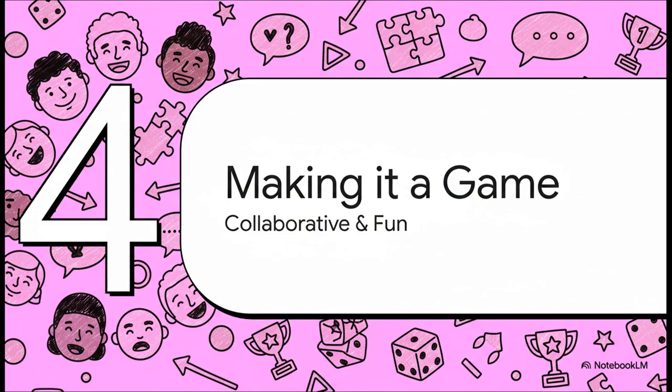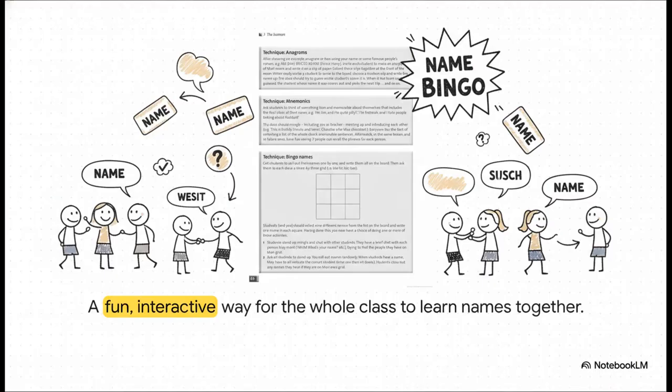Now for our 4th section, let's talk about making it a game. Learning names shouldn't feel like a test. When you turn it into a fun, collaborative activity, you lower the stress, and that's actually when our brains remember things best. And a perfect example of this is name bingo. It's so simple. Every student gets a 3x3 grid and fills it with 9 names from the class. Then they have to walk around and find the people on their grid. It works because everyone is up, they're talking, and it turns remembering names into a kind of fun, social puzzle.